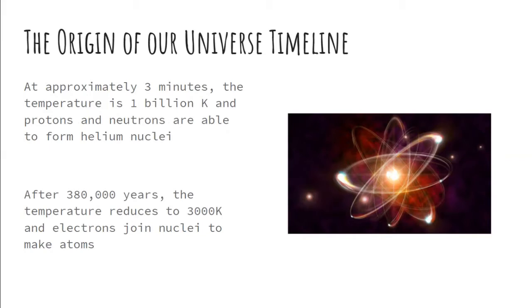Now, 3 minutes after the Big Bang, the temperature of the universe is approximately 1 billion Kelvin, and then protons and neutrons begin to come together to form nuclei, specifically a helium nucleus. Then 380,000 years after the Big Bang, the temperature reduces to 3,000 Kelvin, and electrons are able to form and join the nucleus to form the atom, what we know now.